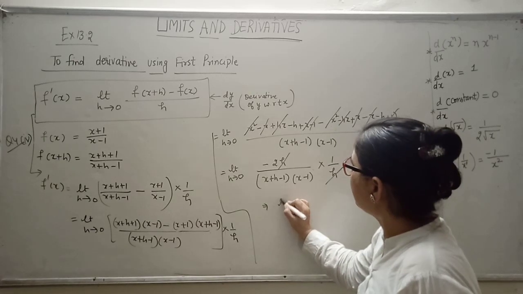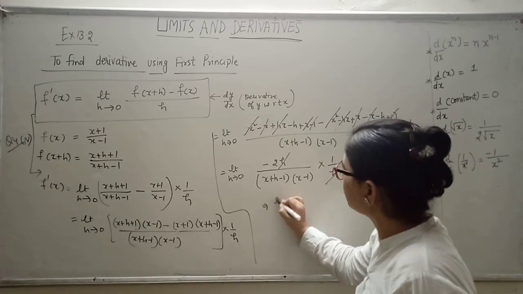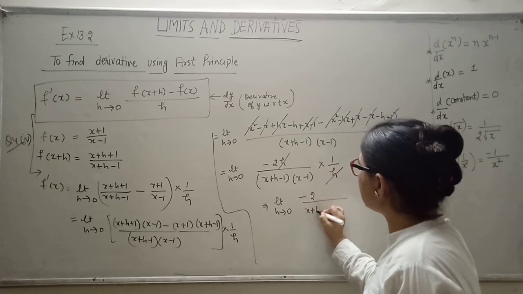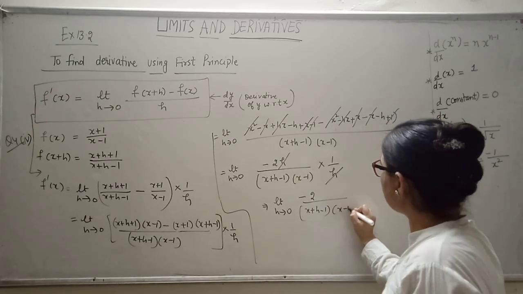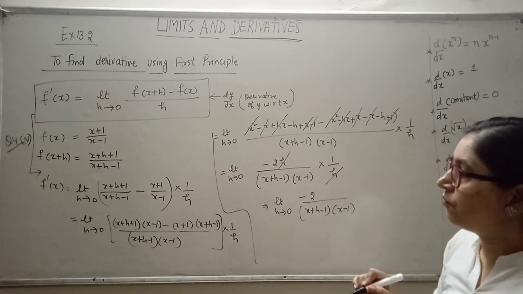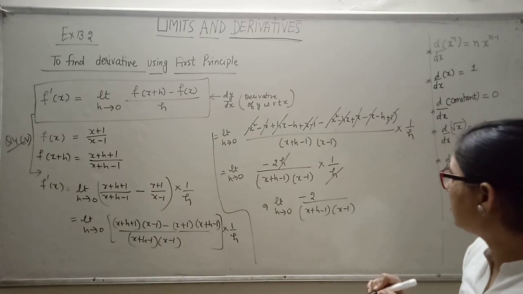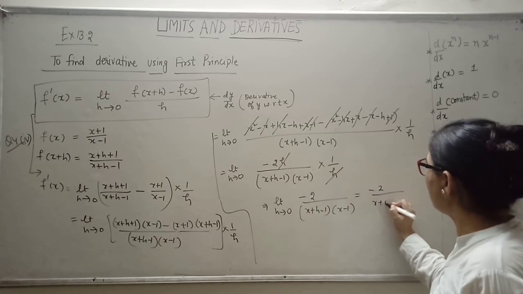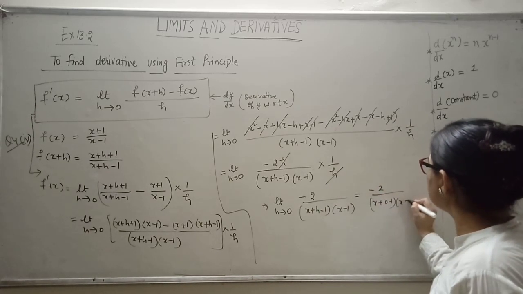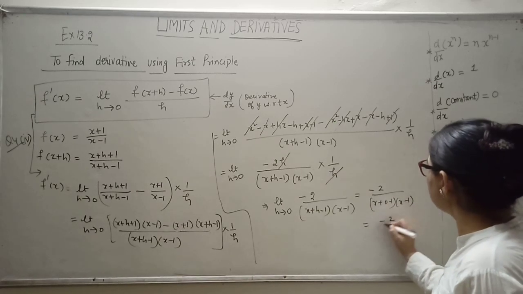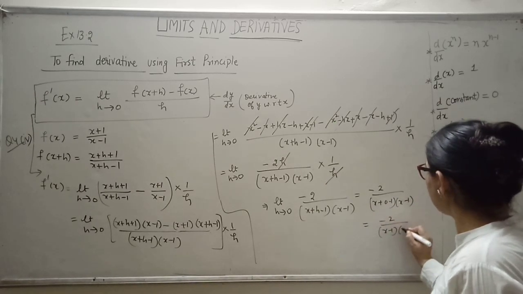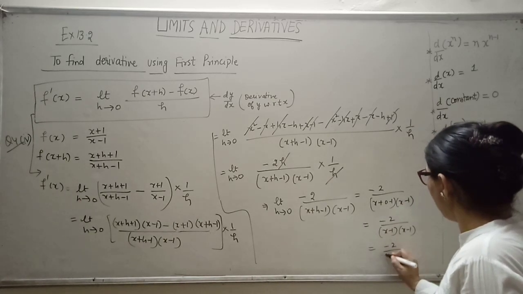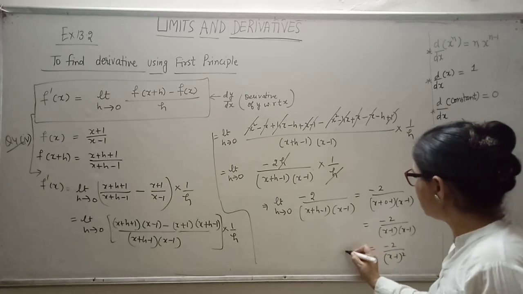Now put the value of the limit. Let it be written as it is: minus 2 upon x plus h minus 1 and x minus 1. If we put this limit h tending to 0, then it would be x plus 0 minus 1, x minus 1, so it would become minus 2 upon x minus 1, x minus 1, so it would be minus 2 upon x minus 1 whole square. This is your answer.